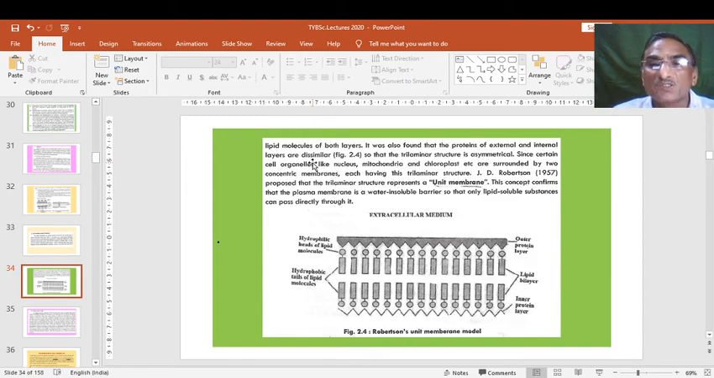It was also found that the proteins of the external and internal layers are dissimilar. These are not similar. Even though the molecular arrangement is the same, the structure is not the same. It varies according to the animal or according to the organ. So the trilaminar structure is asymmetrical, meaning there is no similarity. Certain cell organelles like the nucleus, mitochondria, chloroplast, etc. are surrounded by two concentric membranes, and each membrane has this trilaminar structure.